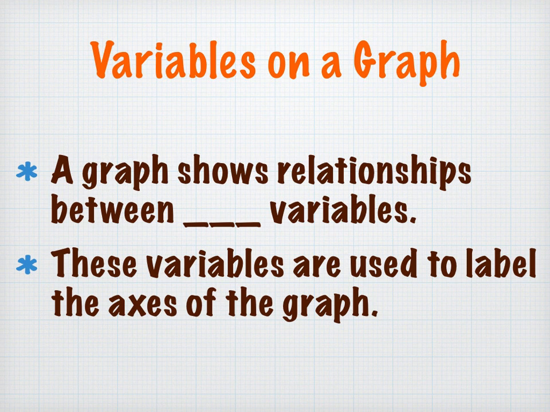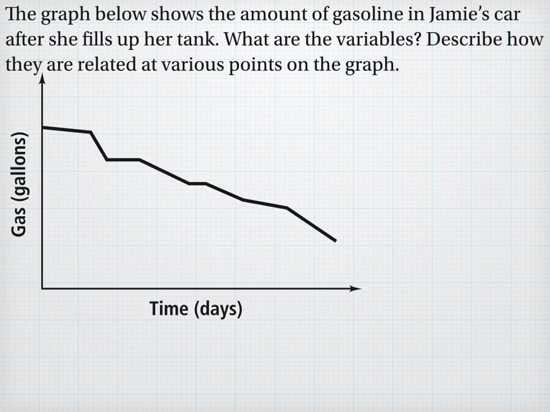Variables on a graph. A graph shows relationships between two variables. These variables are used to label the axes of the graph. For today, we're just going to use mostly the first quadrant. Eventually, when we start graphing different functions and equations, we're going to end up using the XY coordinate plane. But for today, we're just going to use the first quadrant of that coordinate plane.